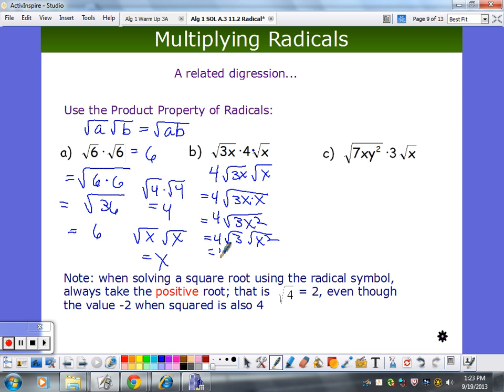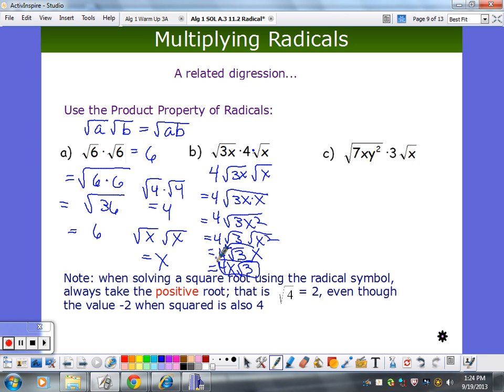And what am I getting here? 4. Can I do anything with radical 3, or is that simplest form already? Simplest form. Square root of x squared. And if you look real close, some of you may see this. I have a square root of x times the square root of x. Doesn't it make sense that the x comes out? Now remember, those go in front. Everything outside the radical goes up front, and then the radical part goes there.